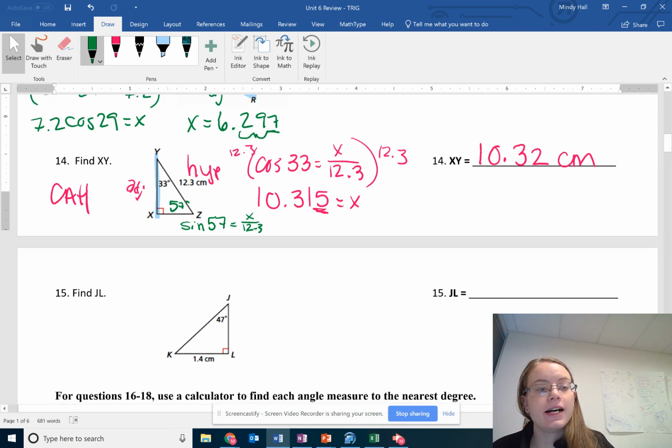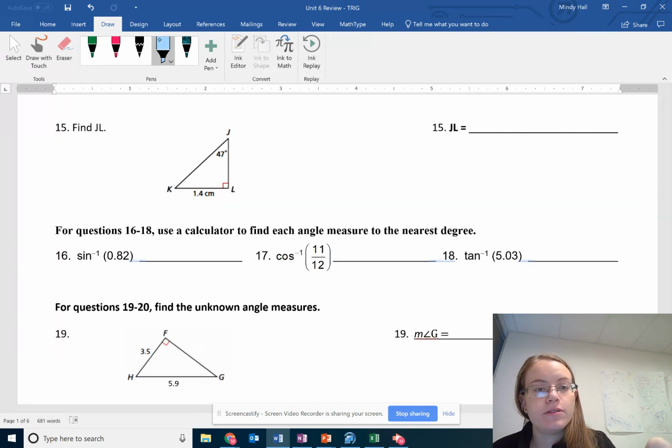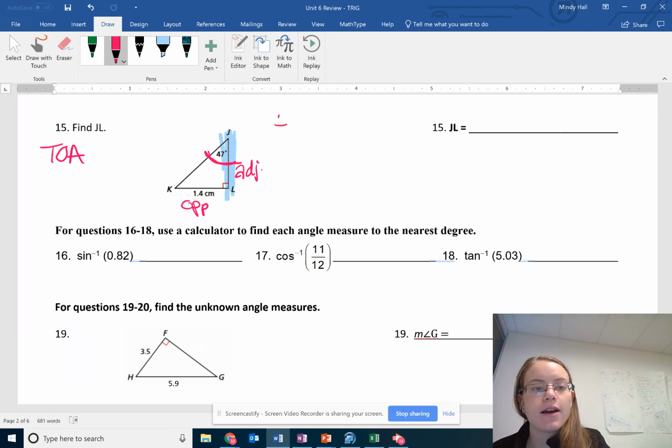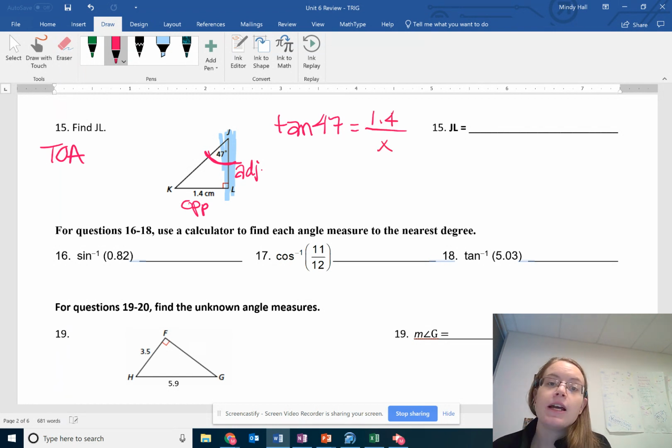All right, so to find JL, right here, that's that side. To find JL, because we're looking at this 47 degrees, the 1.4 is opposite of that, and JL is adjacent. So opposite and adjacent is TOA, it's the tangent. So we have tangent of 47 equals opposite 1.4 over adjacent, which we don't know.